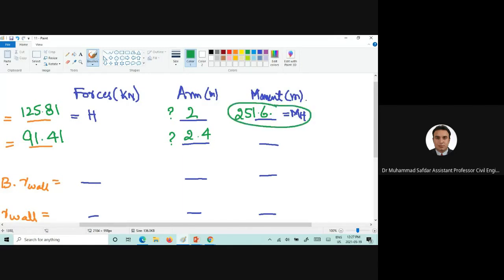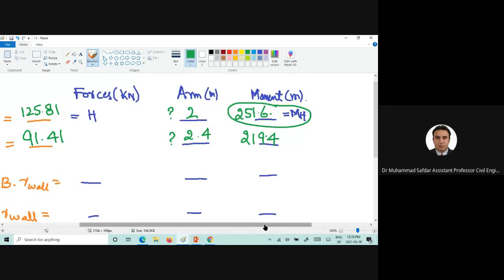So these are the only moments which are occurring due to the horizontal force. In this case, now we need to find out the moment for the PA sine 36 degrees as well. 219.38. 219.4.